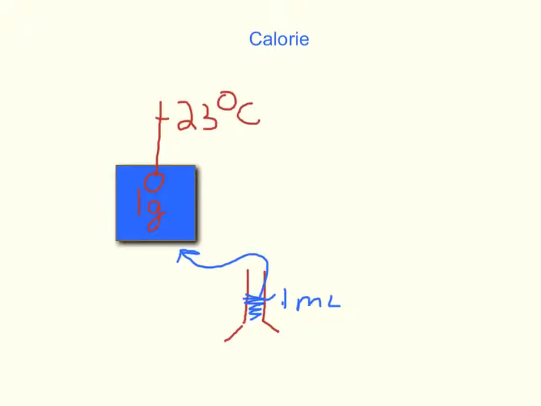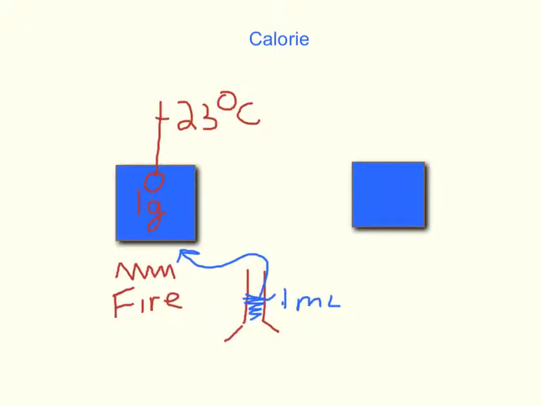Alright, so let's add a little heat to that water. Here's a little fire. And the temperature, of course, would go up. Let's redraw the water over here. So we heated it, and now let's put our thermometer in here. And let's say the temperature rose to 24 degrees.